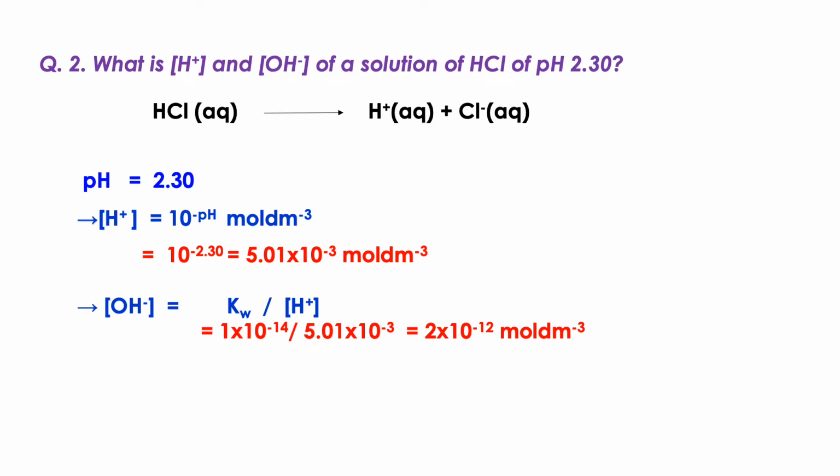To find the concentration of OH- ions, we use the formula Kw divided by the concentration of H+ ions. We substitute the concentration of H+ ions from the previous section and we get the answer of 2 x 10 to the power minus 12 moles per decimeter cube.